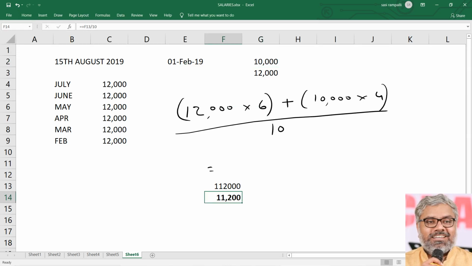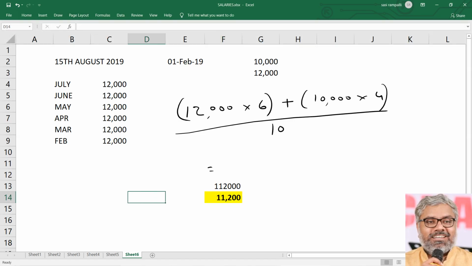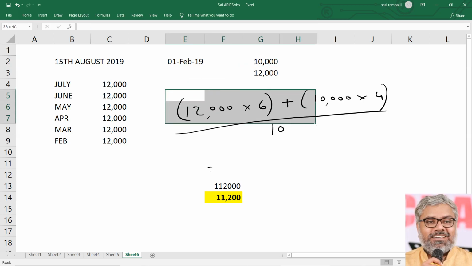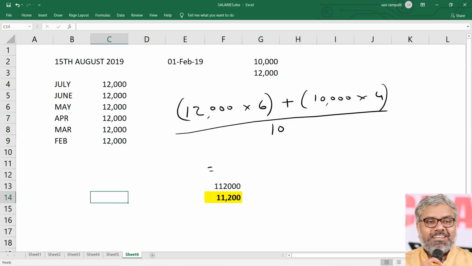For the purpose of gratuity, this is the computation. So average salary has become 11,200. And the calculation was like this: 12,000 into 6 plus 10,000 into 4 divided by 10. So how did we get the 6 months? Preceding the month of retirement, 6 months backwards, he had one range of salary. Prior to that, he had a different range of salary. So that is the average salary calculation for the purpose of computation of gratuity exemption, provided the employee is not covered by the Payment of Gratuity Act.